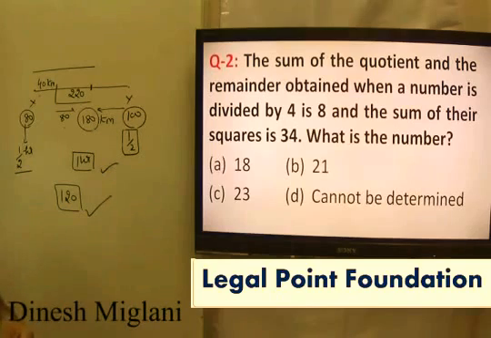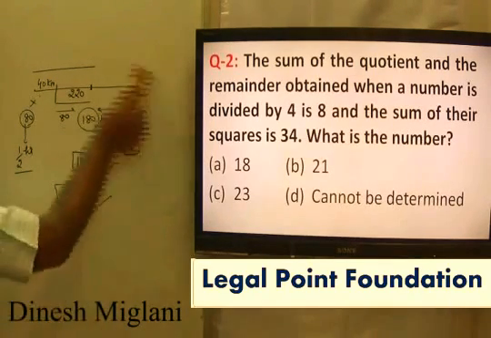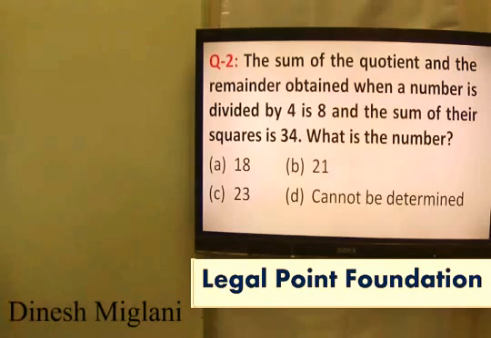Then we take the second problem here. What is provided? The sum of the quotient and the remainder obtained when a number is divided by 4 is 8, and the sum of their squares is 34. We have to find the number. What is given in the question?